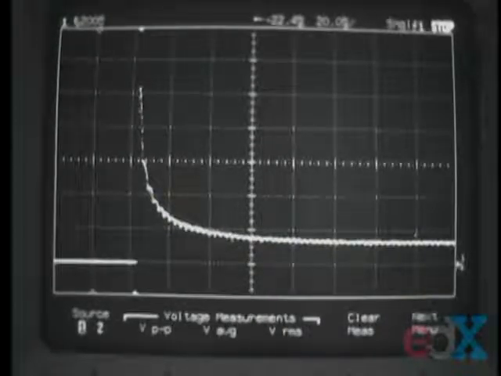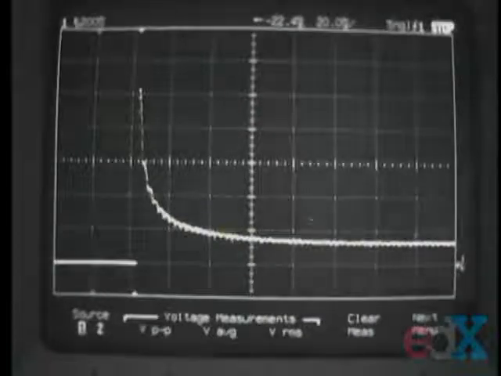From the far left to the far right on the screen is about 200 milliseconds. That's about 2/10 of a second. And here you get a current level which is way lower than what you get there. That's a breakdown of Ohm's law.